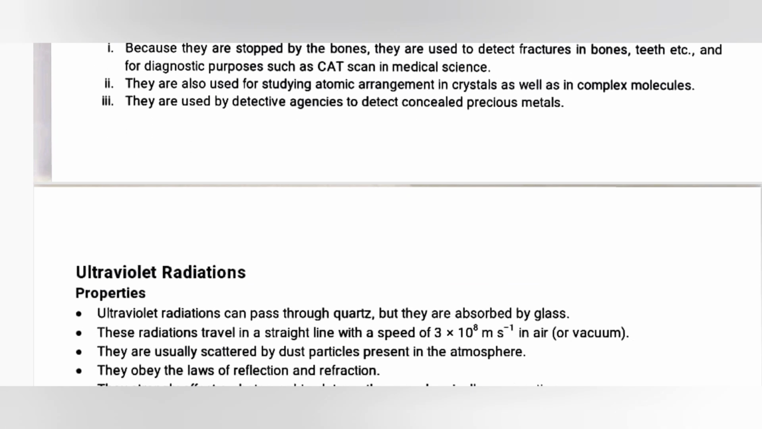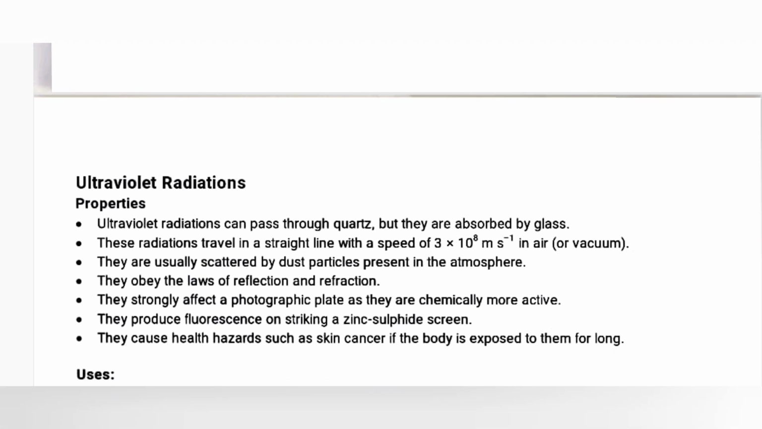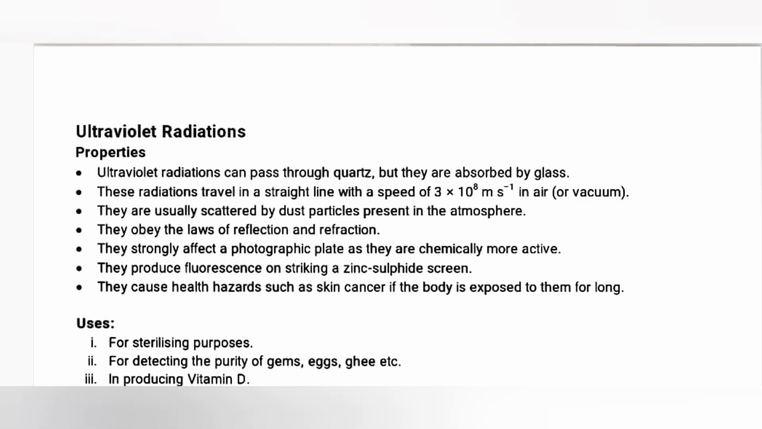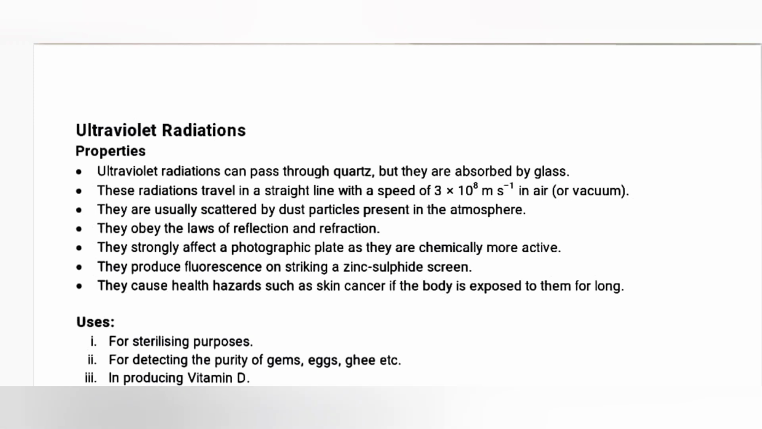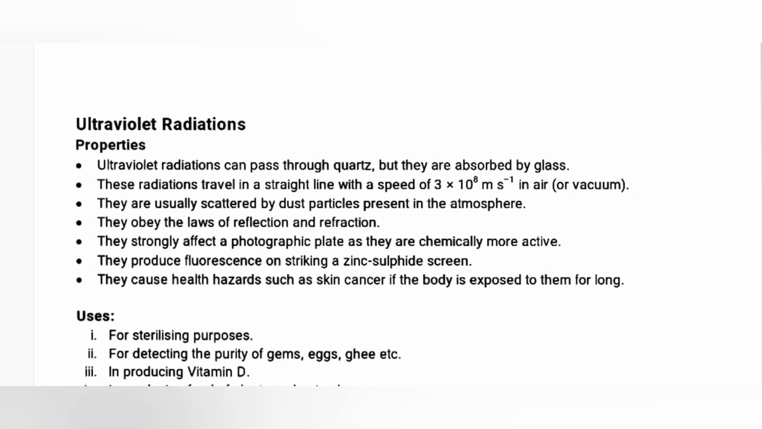Now ultraviolet radiation. These are mostly emitted by the sun. Ultraviolet radiation can pass through quartz, but they are absorbed by glass. These radiations travel in a straight line, as every electromagnetic spectrum wave can travel in a straight line, because those all are light. So the speed is also the same, 3 × 10^8 meters per second in air or vacuum. They are usually scattered by the dust particles present in the atmosphere. They obey the law of reflection and refraction. This point is also followed by every ray in the spectrum.